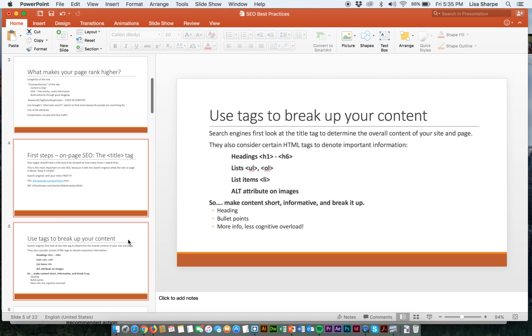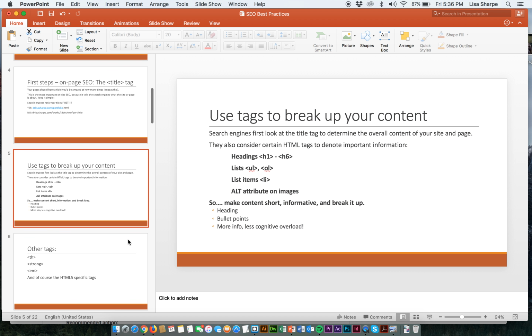Okay, next, Google looks for certain tags to identify important content. And this is nothing new. We've talked about this before. First of all, the search engine looks at the URL of your website. Then it looks at the title tag of that page to determine the overall content of that page. And it considers certain tags more important than others. So the heading tags, list items, and the alt attribute actually tell the search engine, hey, this is important information. So we want to use those tags to break up our content.